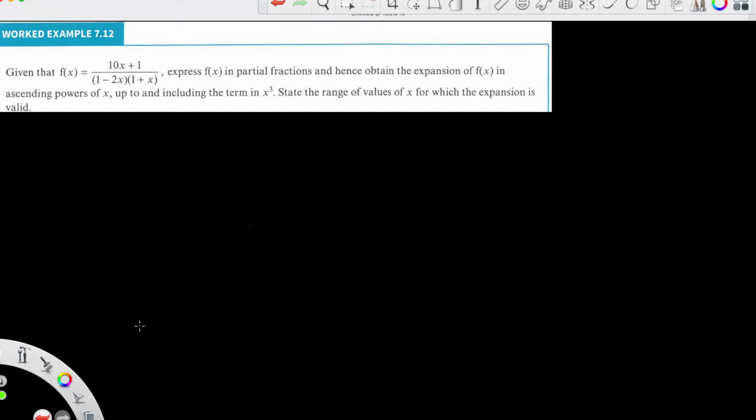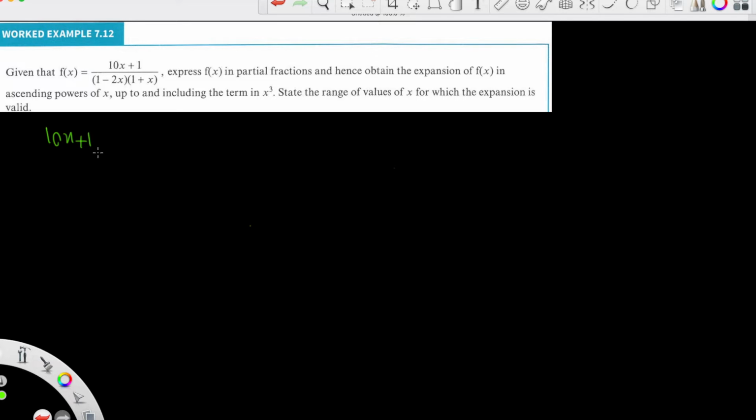One of the most common reasons for splitting a fraction into partial fractions is so that the binomial expansion can be implemented. Now, look at this question. Given that f of x is equal to (10x + 1) over (1 - 2x)(1 + x), first express f of x in partial fractions and hence obtain the expansion of f of x in ascending powers of x up to and including the term in x cubed. State the range of values of x for which the expansion is valid.